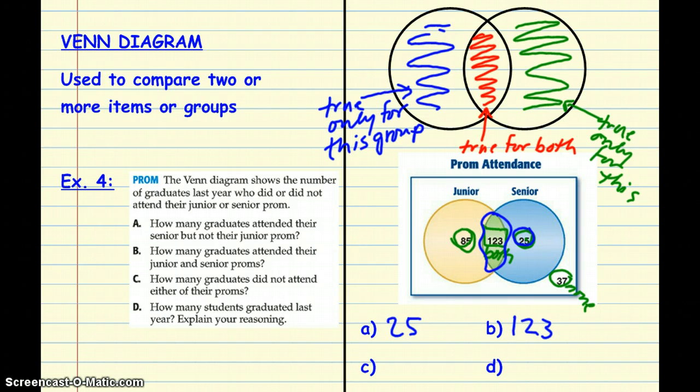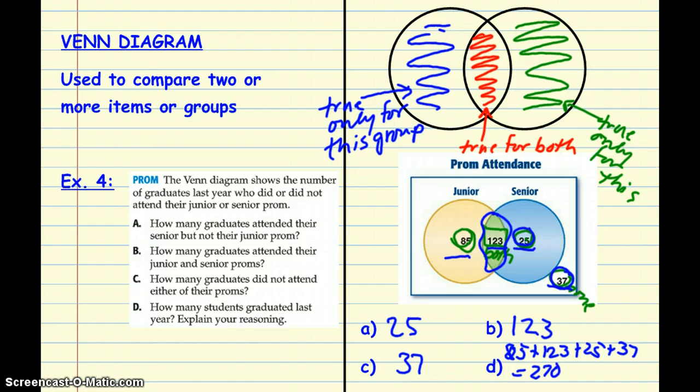Letter C, how many graduates did not attend either of their proms? And that's this one outside here all by itself, because the Venn diagram is talking about which proms they did go to. And then the last one is how many students graduated last year. So what do we have to do? We have to add all 4 of these numbers up in order to figure out what the whole group is that we're talking about. And when we do that, 85 plus 123 plus 25 plus 37 gets us a total of 270.